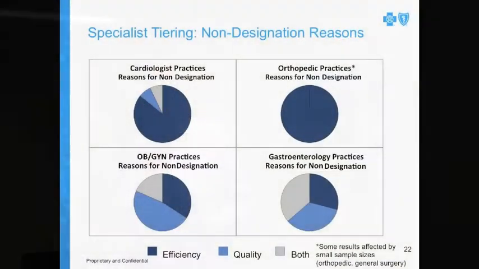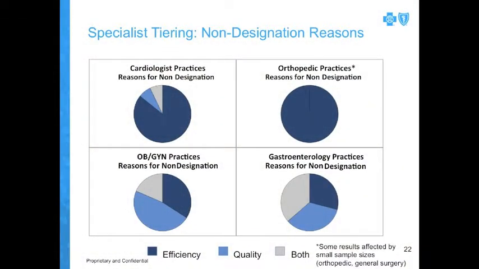And the way that they get that designation, as I said, is through both an efficiency, a quality look, or a combination of both. So what these pie charts are showing you for each of those provider specialists is the reasons why providers were not designated. And so, for example, for OB/GYN, I would say it's about a little less than half of the providers that were not designated were not designated due to quality measures. About 30% or so were based solely on efficiency measures, that's the cost measure. And then about a quarter were based on both measures together.